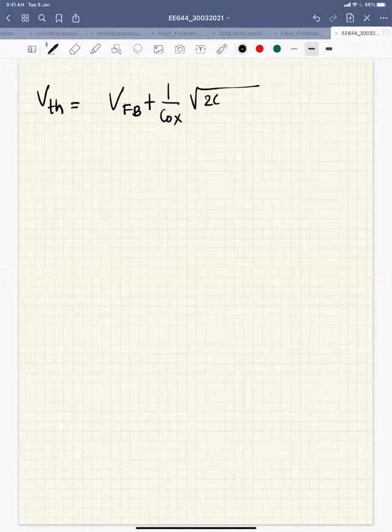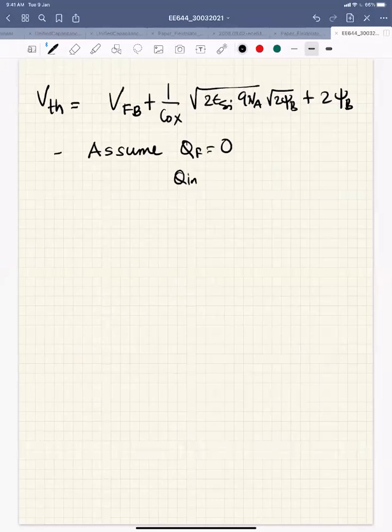If I want to calculate the threshold voltage of the NMOS transistor, this will include the flat band voltage. Let's assume there are no charges, to make it simpler: assume QF is 0 and Q interface is 0. Then VFB is just phi ms, which is minus 0.97 electron volt.